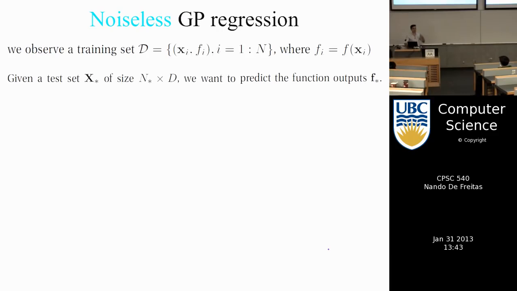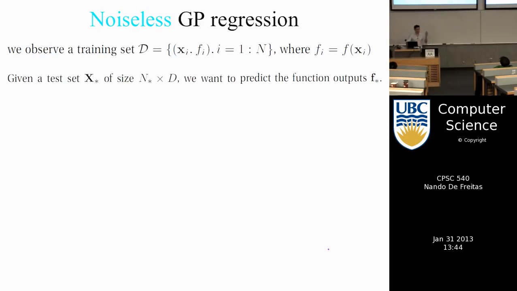Now, let's just do what we've done with the drawing, but let's do it a bit more formally. So, more formally, we have data, xi and fi, and we have n such data points. I'm going to assume that we don't have noise, so fi is just f of xi. When we try an x, we actually get to observe the function. There's no noise in that observation.